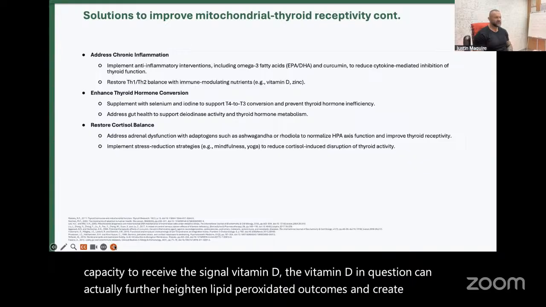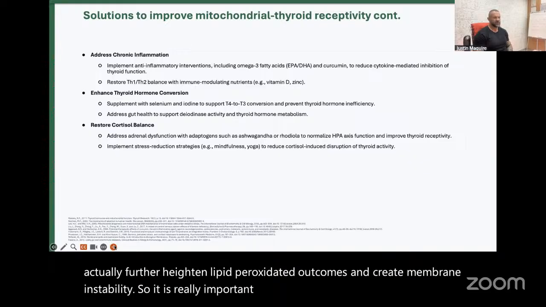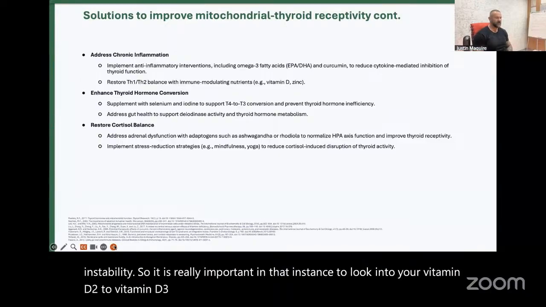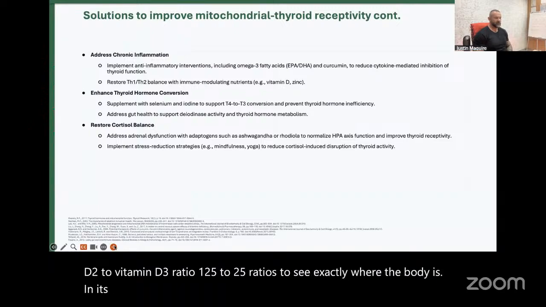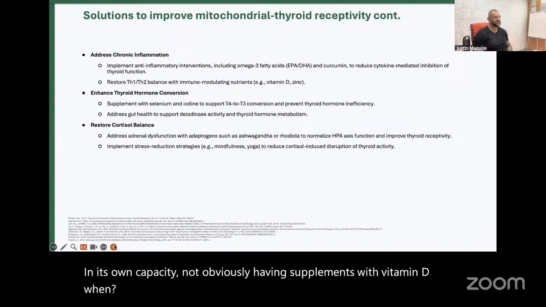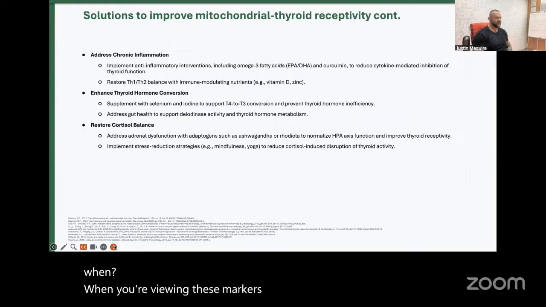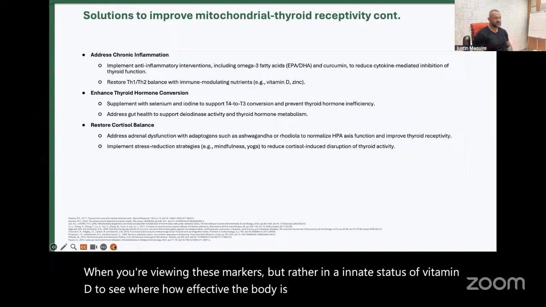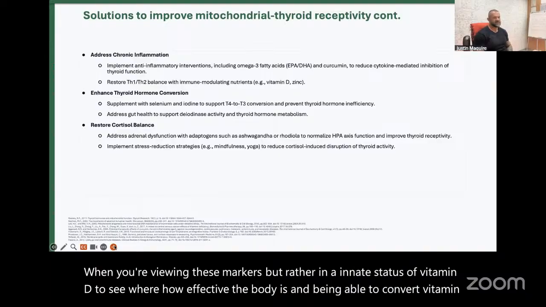So it is really important in that instance to look into your vitamin D2 to vitamin D3 ratio, or 1:5 to 2:5 ratios, to see exactly where the body is in its own capacity, not obviously having supplements with vitamin D when reviewing these markers, but rather in an innate status of vitamin D to see how effective the body is in being able to convert vitamin D from a D2 to D3 state.